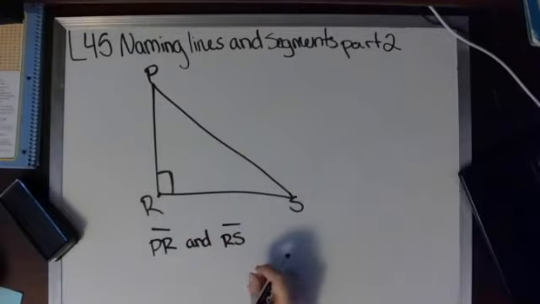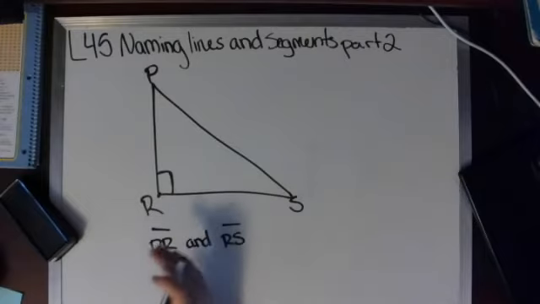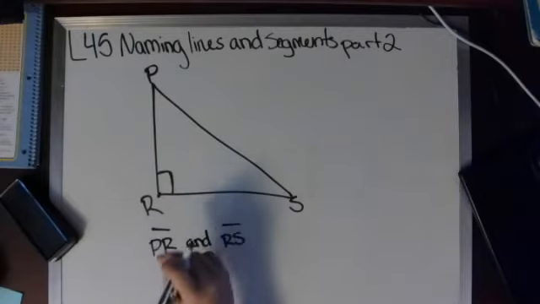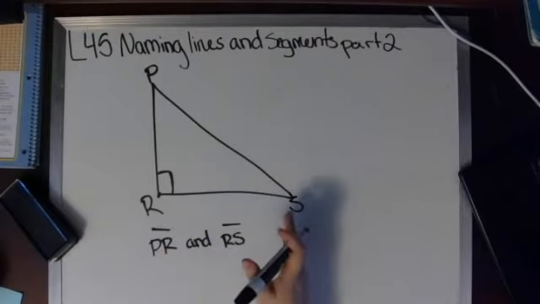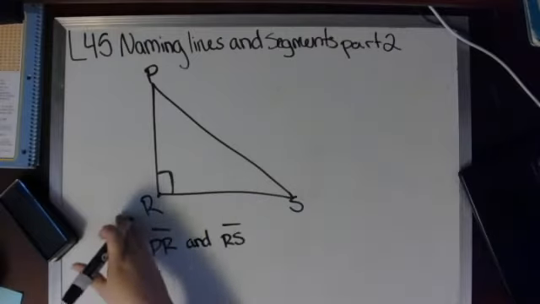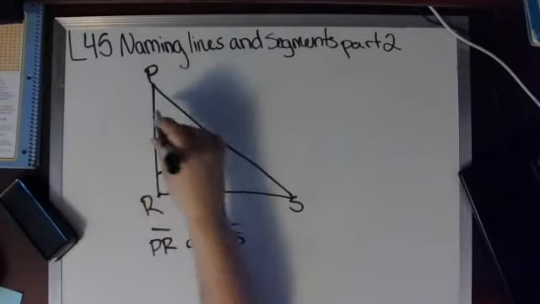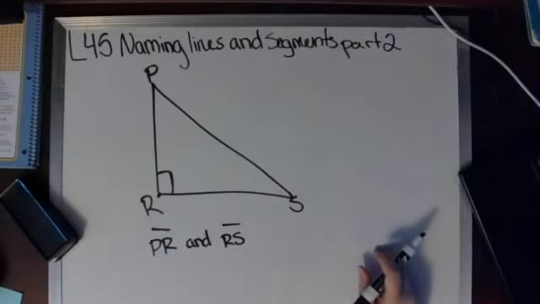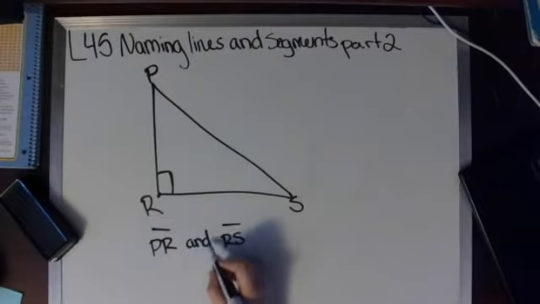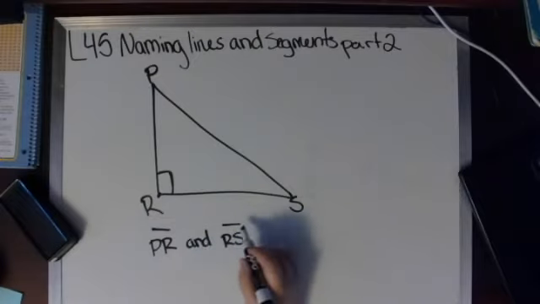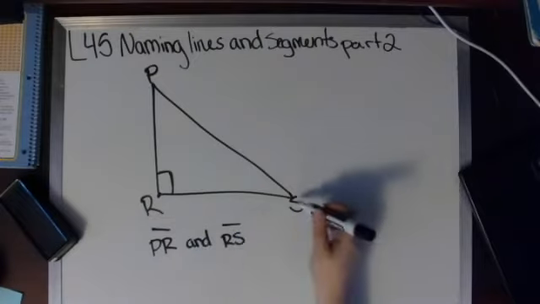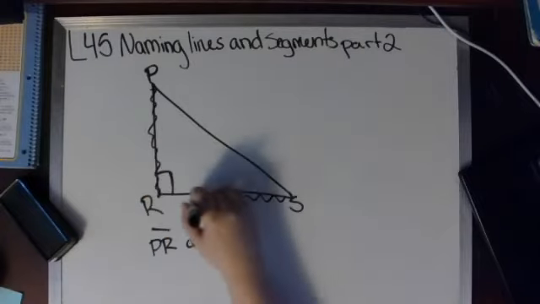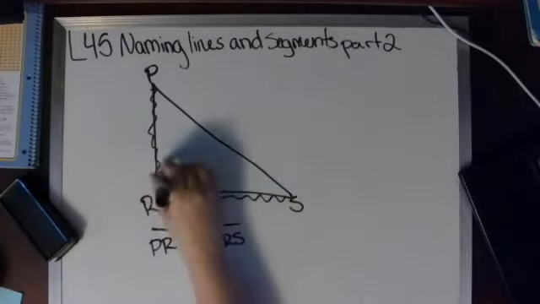Now remember, you could again say this as SR and RP if you would like to, as long as you have those 3 letters in that order where you're going either S to R or R to P. Okay, you do not include P to S because this is not perpendicular to anything. So PR segment and RS segment are perpendicular to each other because they both meet. There's P to R, there's R to S at a right angle.